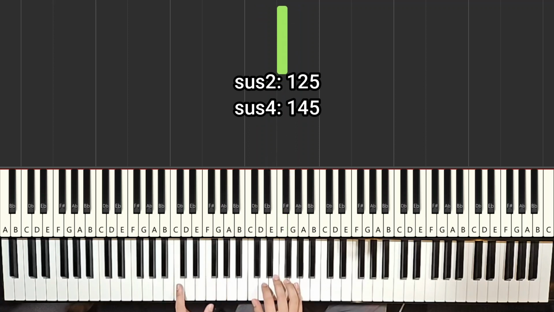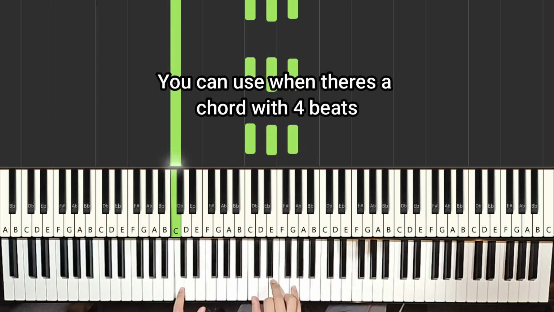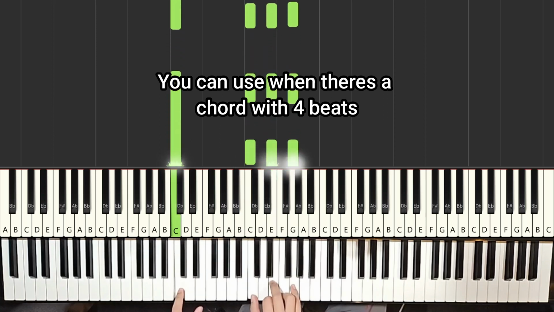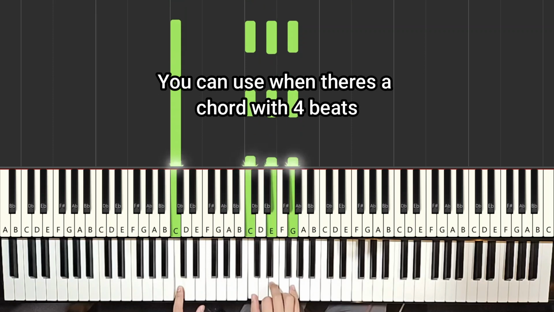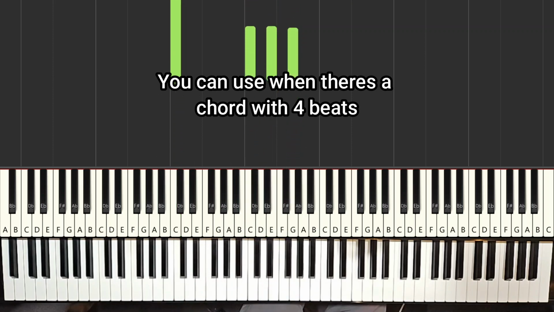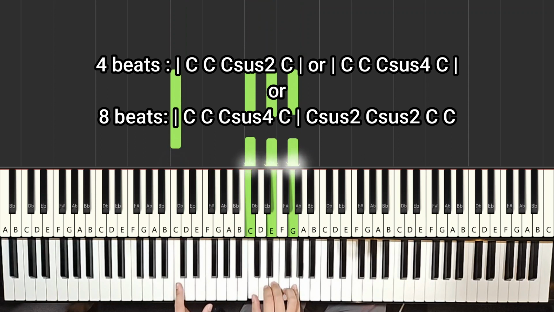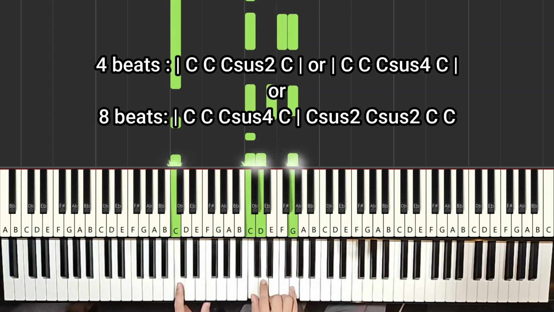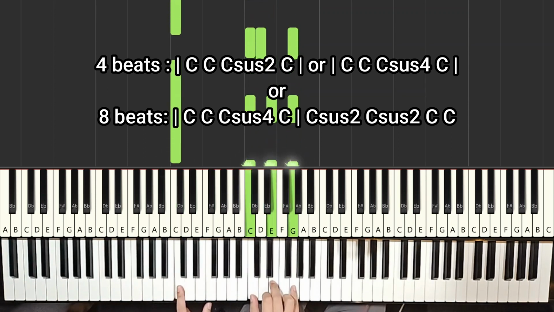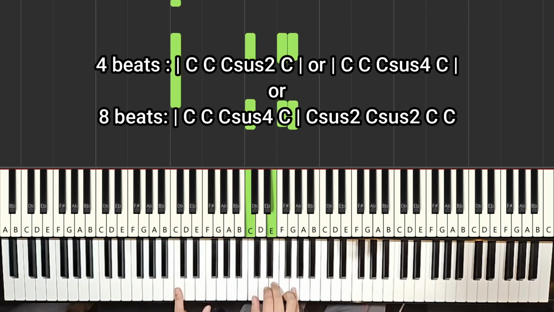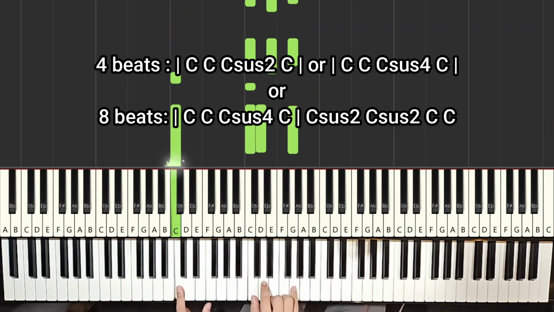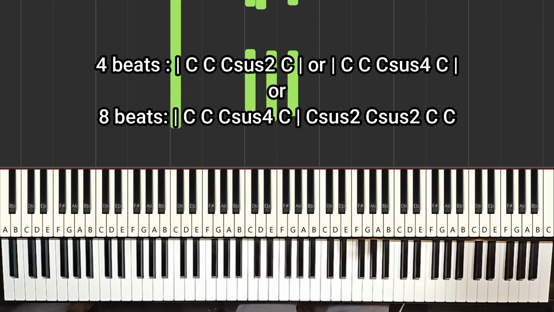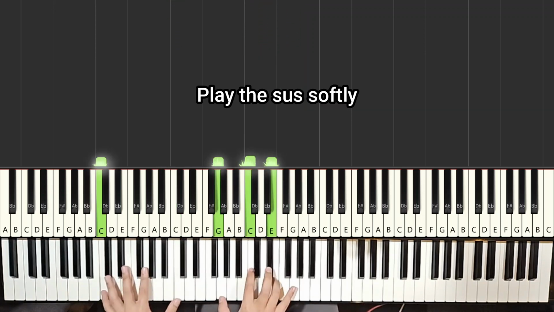So example of 4 bars of just a normal C chord. You're going to play like 1, 2, 3, 4, 1, 2, 3, 4, 1, 2, 3, 4. So with the suspension you can play like 1, 2. And of course when you expand it you can have like ghost note.